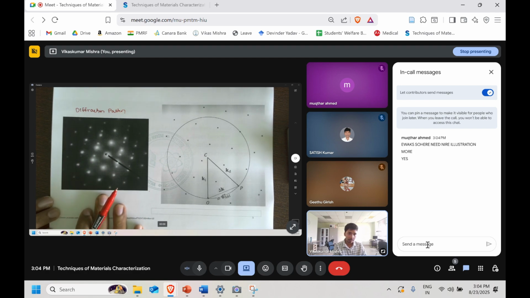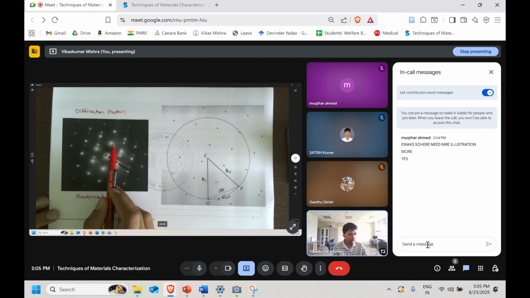So this is a diffraction pattern which we are seeing. We know that the diffraction pattern we are able to see corresponds to the reciprocal space. Each of these spots is a reciprocal lattice point. So the diffraction which is happening, we can visualize in the reciprocal space, right? Each of these spots corresponds to a plane.